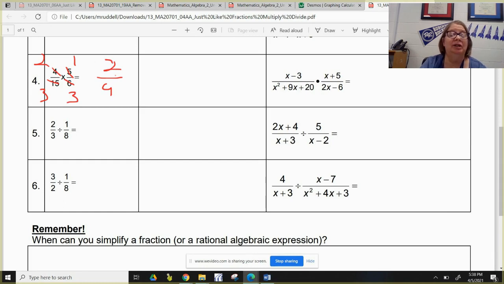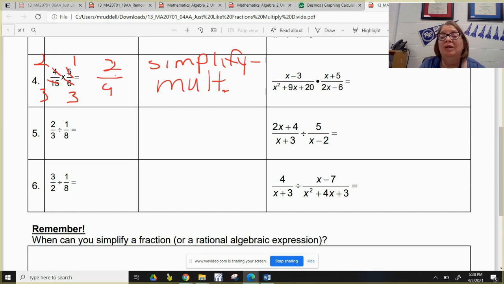It really does not matter with these whether you multiply first or simplify first. When you get to the rational part, it's going to matter, okay? So simplify then multiply, or multiply then simplify. With that one, it doesn't matter. With these, it matters. Before you know what you can simplify, you need to factor. Right? You're going to factor first.